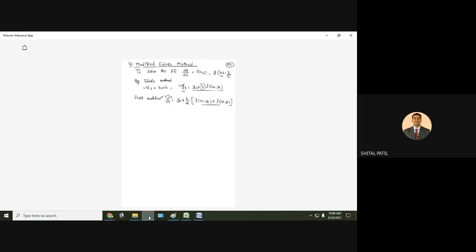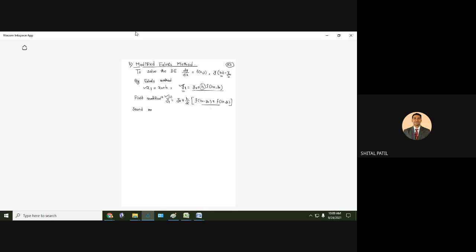The y1 obtained by Euler's method and y1 raised to 1, the first modification, both are the same up to 4 decimal places. Then that will be the answer. But usually it is not so. Therefore, we have to find the second modification.